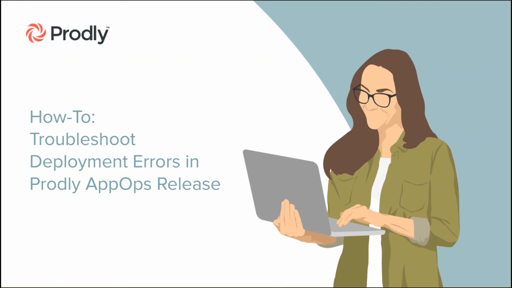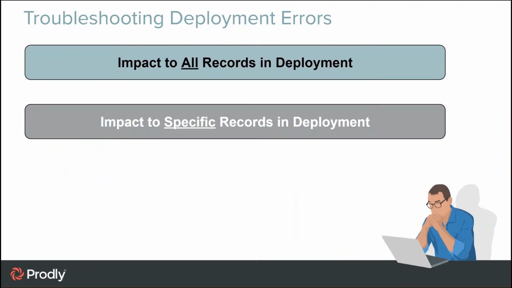In this video, I will walk you through how to troubleshoot data deployment errors within Prodly AppOps Release. There are two types of errors that you may encounter with your deployment: errors that impact all records for an object during your deployment, and errors that impact specific records.